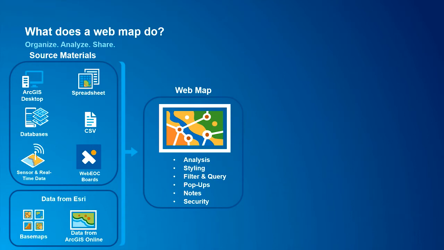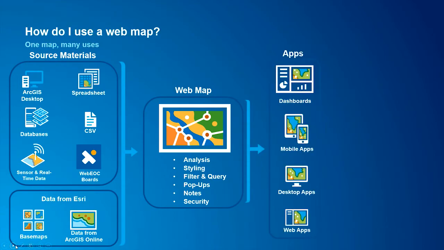So what does a web map do? It allows you to organize, analyze, and share that information of a specific issue to create understanding for yourself or for others. So the web map lets you pull that information together, add analysis, use the right symbology, and configure pop-ups to access additional information through interrogation of the map.